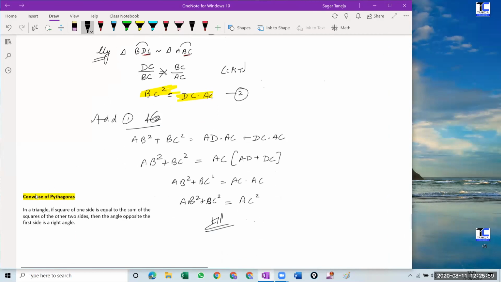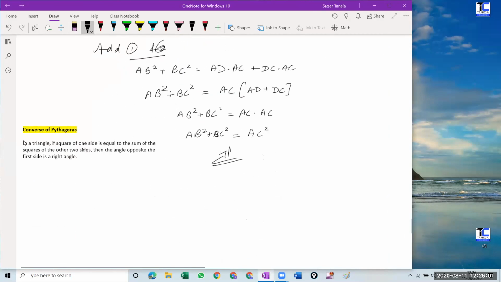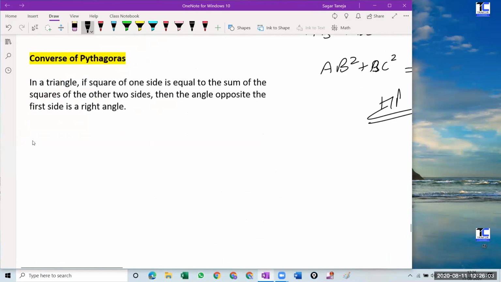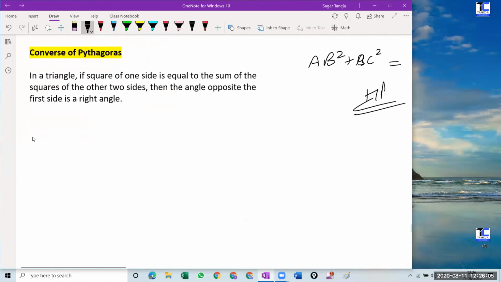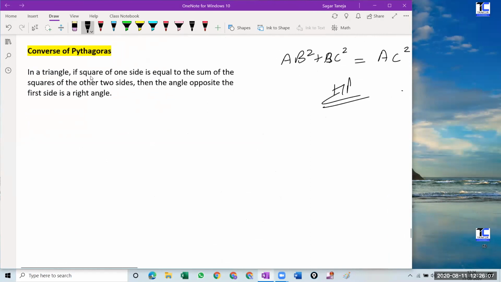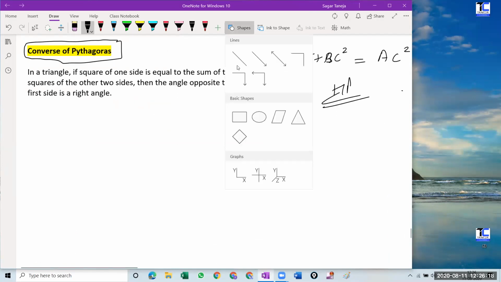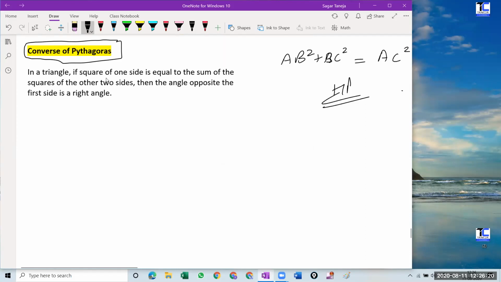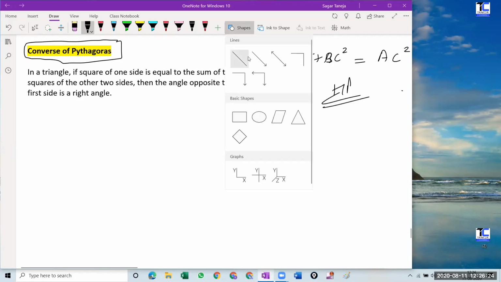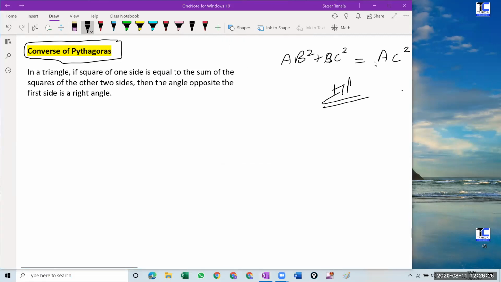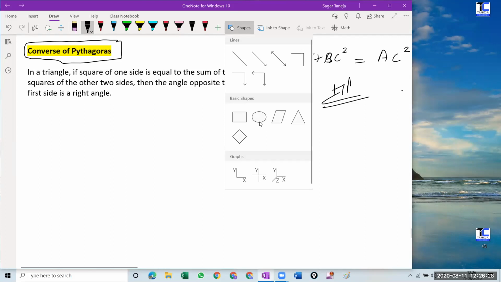After this, next, converse of Pythagoras. We are not going to prove this as of now. The proof is out of syllabus, so only the theorem will be useful in our solution. So that's why we are just studying this theorem. In a triangle, the square of one side is equal to the sum of the squares of the other two sides. Now this is just the converse of Pythagoras.